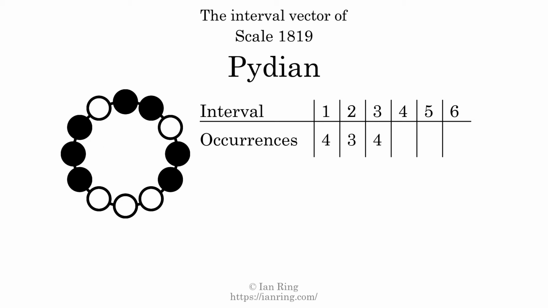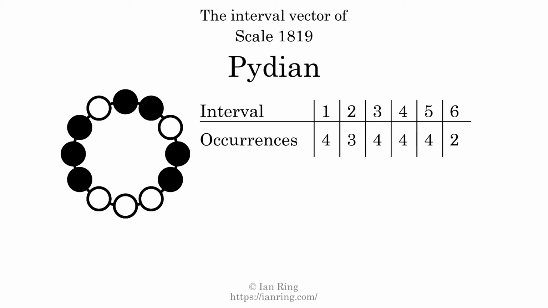There are 4 intervals with the size of 3 semitones. They are here, here, here, and here. There are 4 intervals with the size of 4 semitones. They are here, here, here, and here. There are 4 intervals with the size of 5 semitones. They are here, here, here, and here.